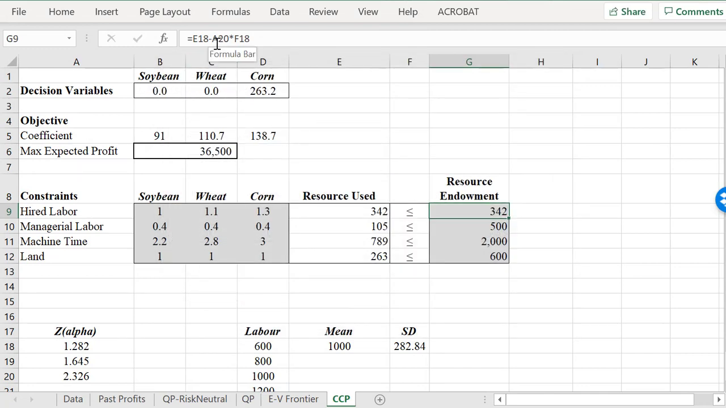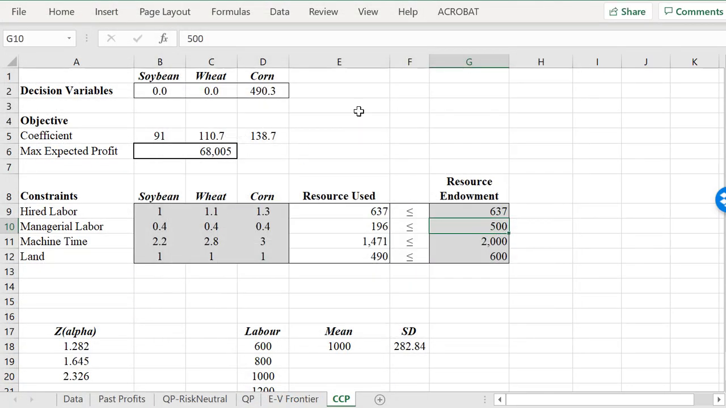And let's solve this problem for Z alpha equal to 1.282, and this is alpha equal to 10%. Let's solve this problem.